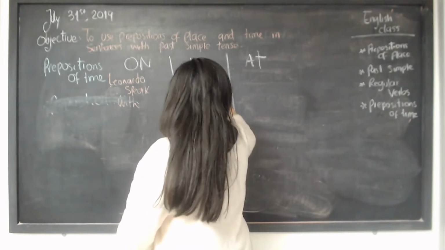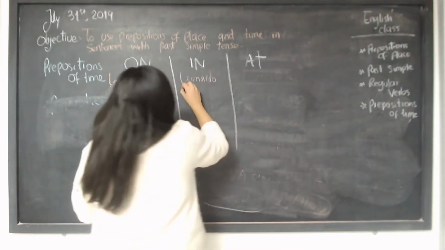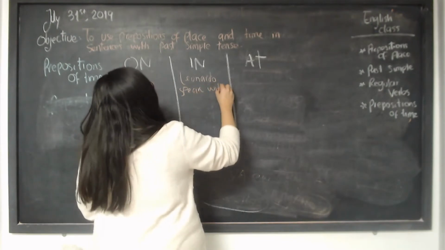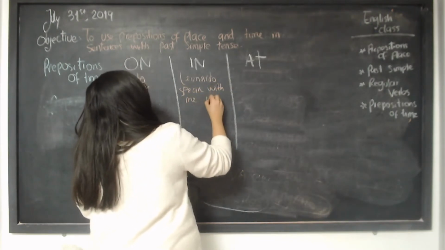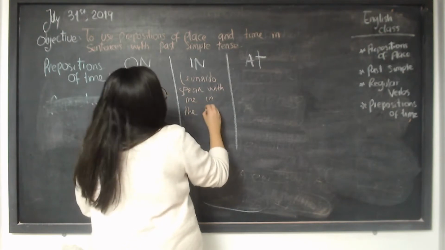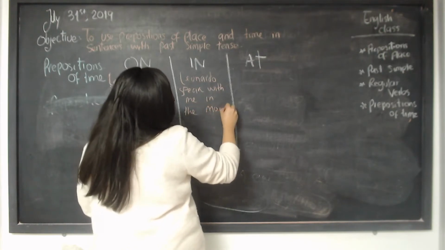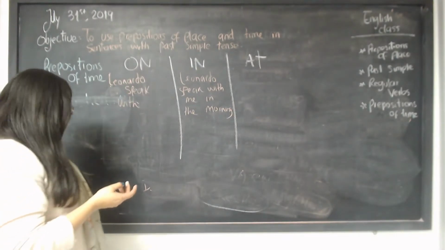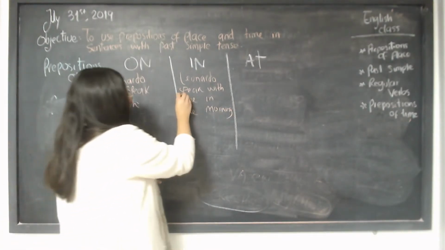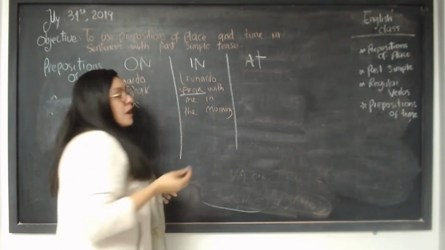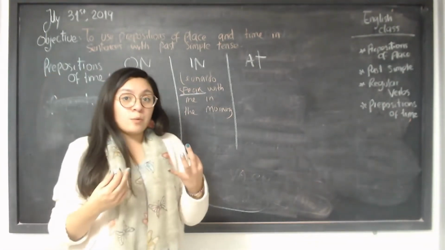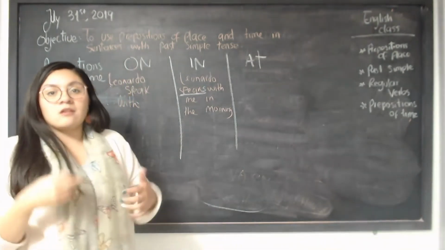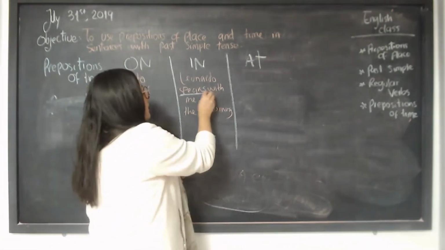Leonardo speak with me. So this is my example. Leonardo speak with me in the morning. As you see, this verb is in present and Leonardo is a third person, so I have to add an S. Okay? Speaks with me. Leonardo habla conmigo en la mañana.